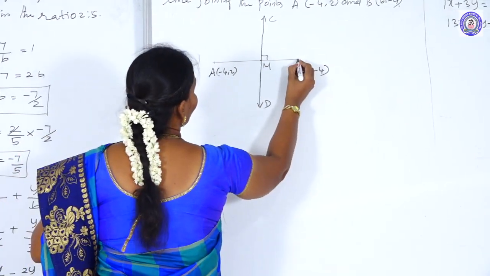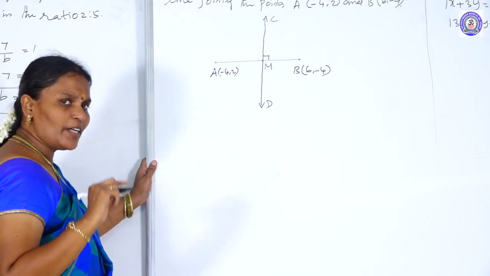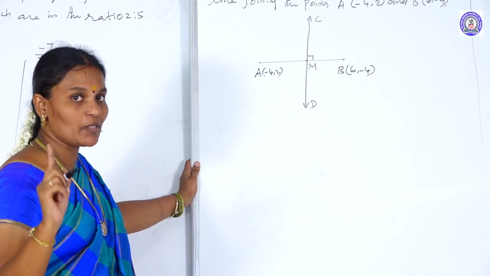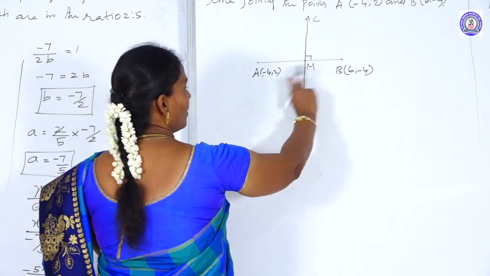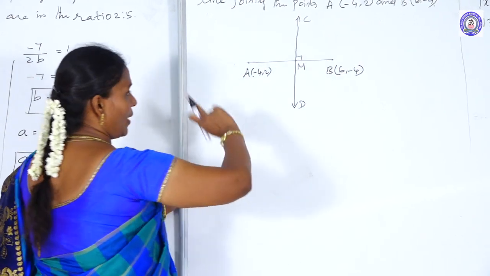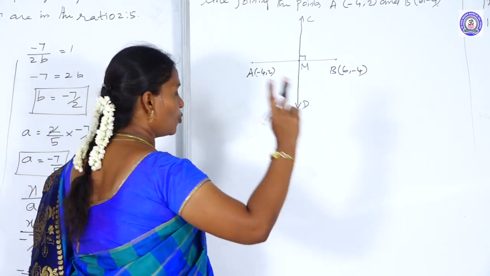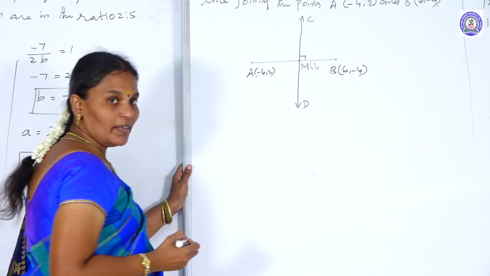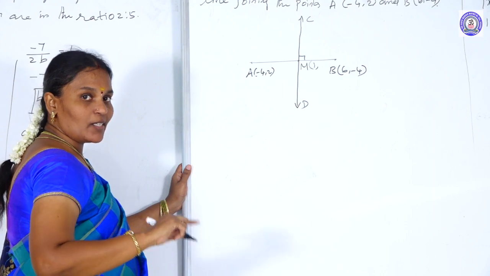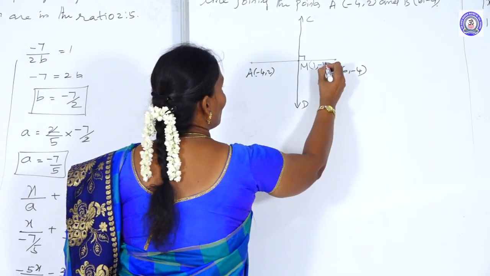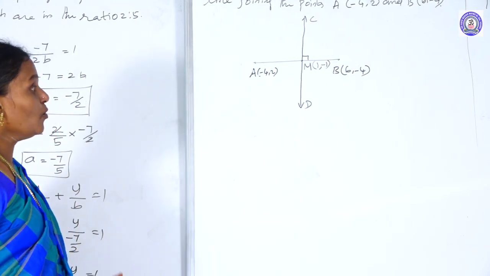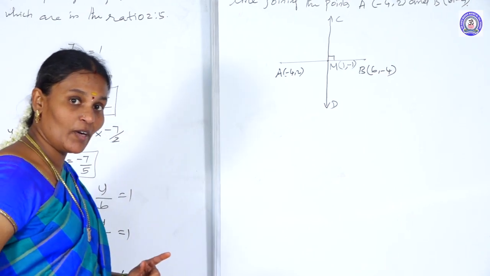Now see here, the midpoint. How do you find the midpoint? You already know the midpoint formula: (x1 plus x2) by 2, (y1 plus y2) by 2. Here, -4 plus 6 is 2, 2 by 2 is 1. Then 2 minus 4 is -2, -2 by 2 is -1. So the midpoint is (1, -1). Now you know one point on that perpendicular bisector.